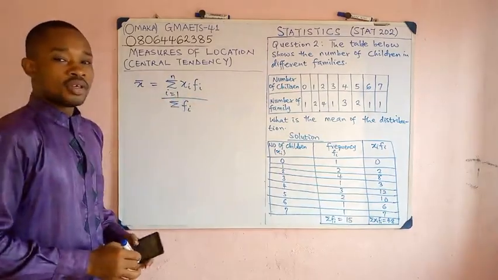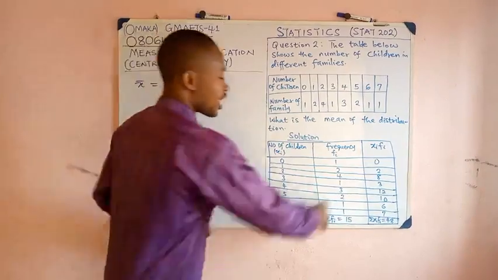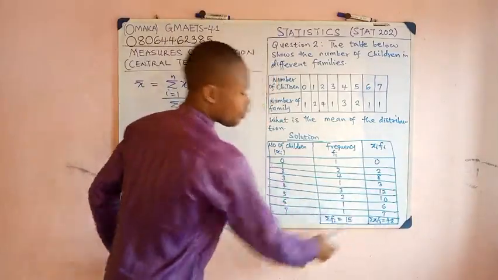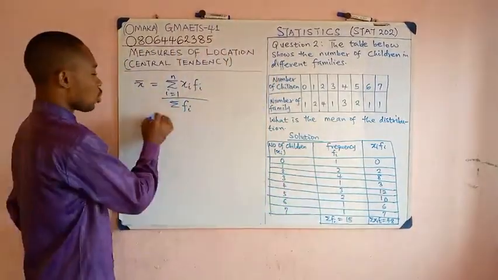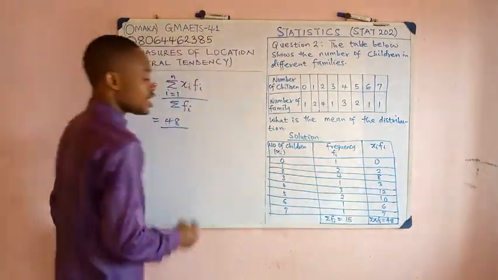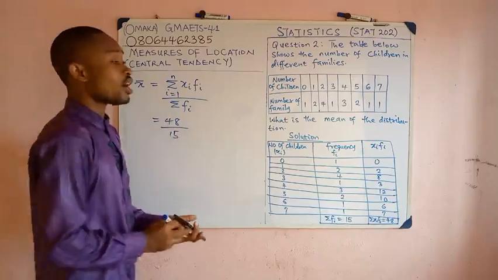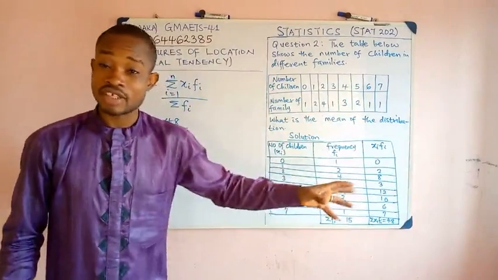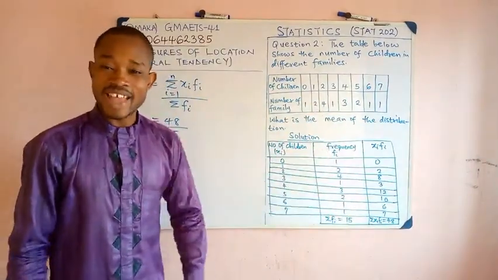Alright? It means that we need to go to the column of xi fi and sum up everything, which I already did, and I got what? 48. So this is going to be equal to 48 all over summation frequency, look at it, that is 15. That simply tells you that altogether there are 15 families that were actually surveyed to know the number of children they have.